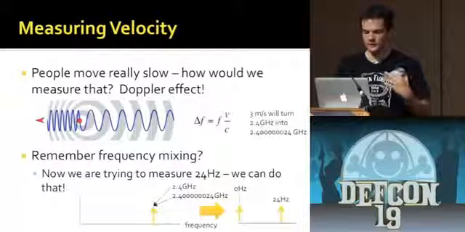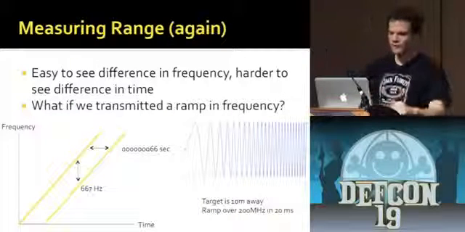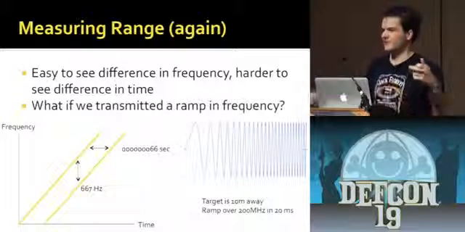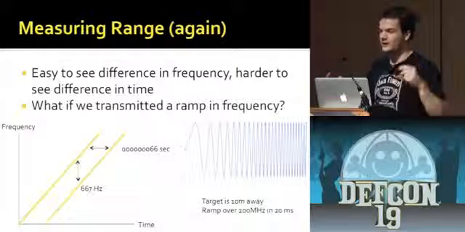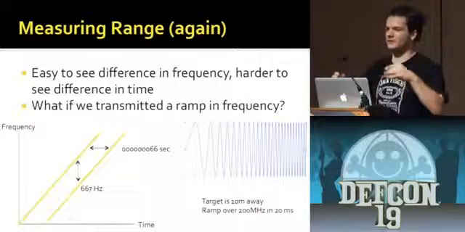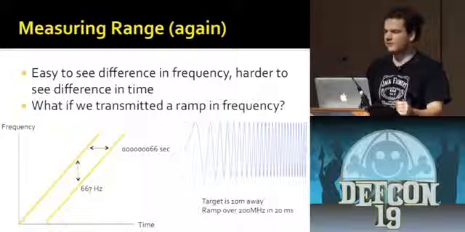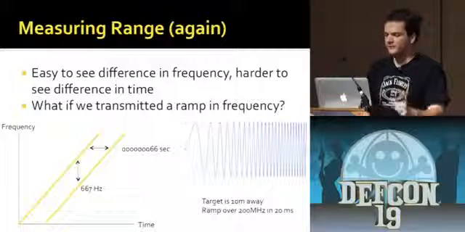So going back to measuring range, if we're trying to see a difference in frequency, it's pretty easy. We can do that, and the really cool thing is if you take that into the computer and Fourier transform it, you can very easily get a plot of frequency versus power. And it's harder to see a difference in time just because we can't sample that fast, or it's expensive to sample that fast.